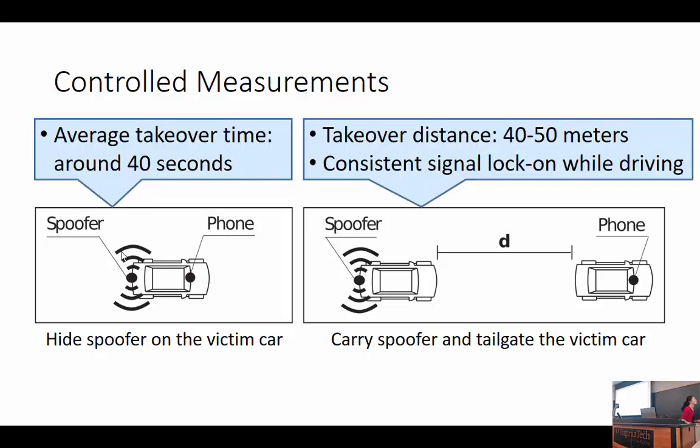What we find is that in the same car situation, you can consider that an attacker, for example, takes a ride with the victim driver, and then leaves a small package hidden inside the trunk or maybe under the seat. In this kind of attack scenario, it takes around 40 seconds for the spoofers to take over the GPS receiver on the smartphone. In the second situation, when the distance between the 2 cars is about 40 to 50 meters, it also takes around the same amount of time, still 40 seconds. So the distance between the spoofer and the phone doesn't seem to make a significant difference in the takeover time.